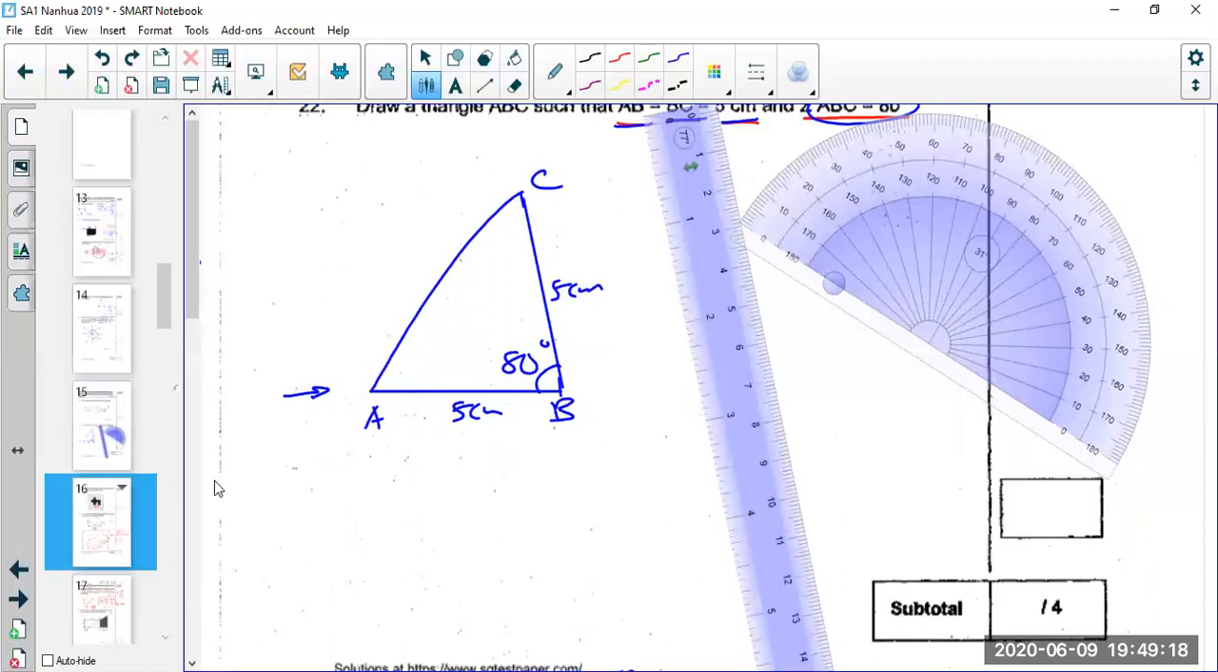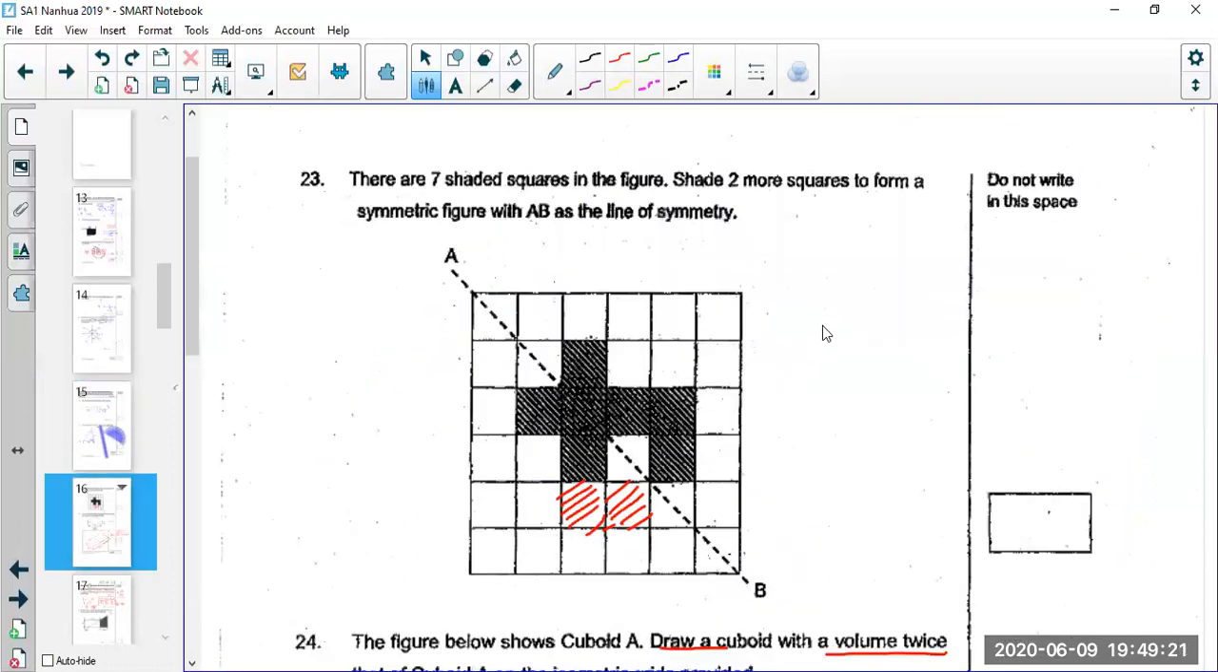Question number 23. So color two more squares, and that is where you color. You can see if you look at this one over here, there's one square here, then the other square also. The other side also got one square. Then there's a triangle, and by the way, look at the line of symmetry.